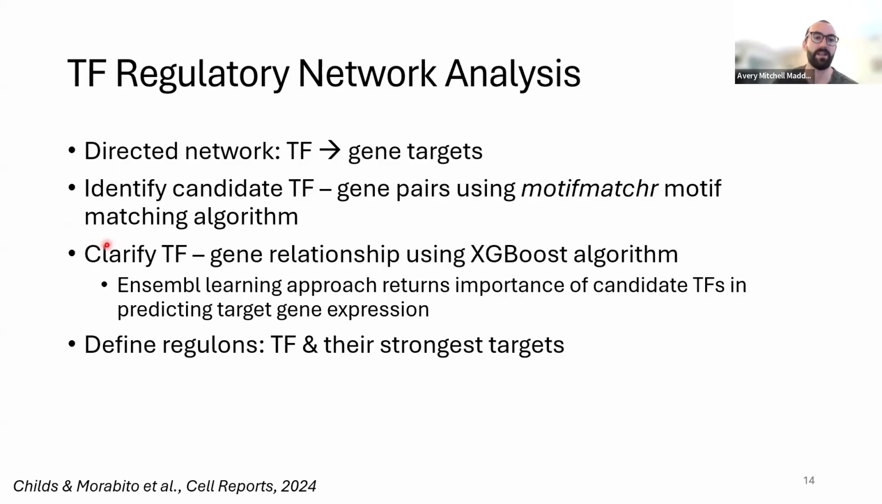We start with identifying candidate TF (transcription factor)-gene pairs using the motif matcher algorithm. And then we can clarify this relationship using the XGBoost algorithm, where we model those candidate TFs against the gene's expression to identify which transcription factors are most important in predicting target gene expression. And we can use that measure of prediction importance to define our regulons, which are comprised of a transcription factor and their strongest targets. So what we end up with is this directed network that's essentially telling us the relationship between transcription factors and target gene expression.